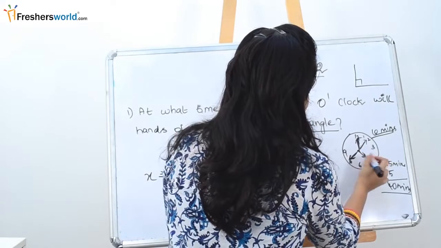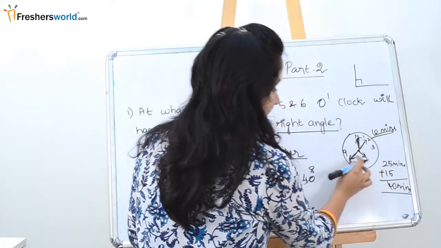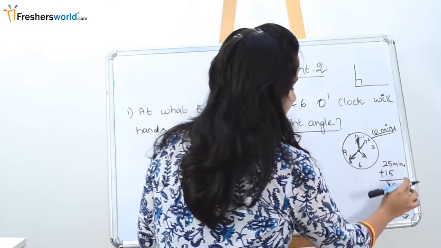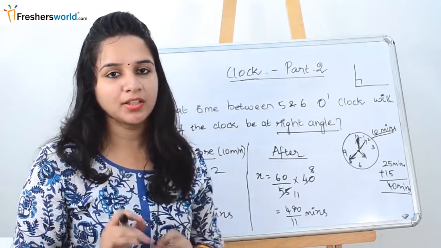So it has to meet at 8, which is nothing but already it has been in 20, it has to cross this 25 minutes plus another 15 minutes. So 25 plus 15, we take it as 40 minutes here. There is another way of solving this problem if you remember a small formula.